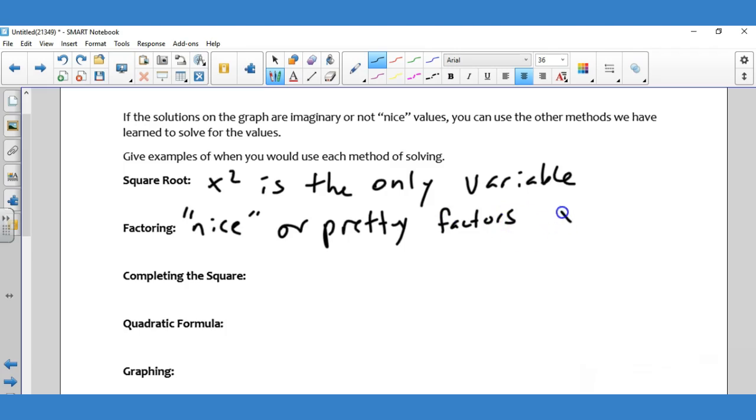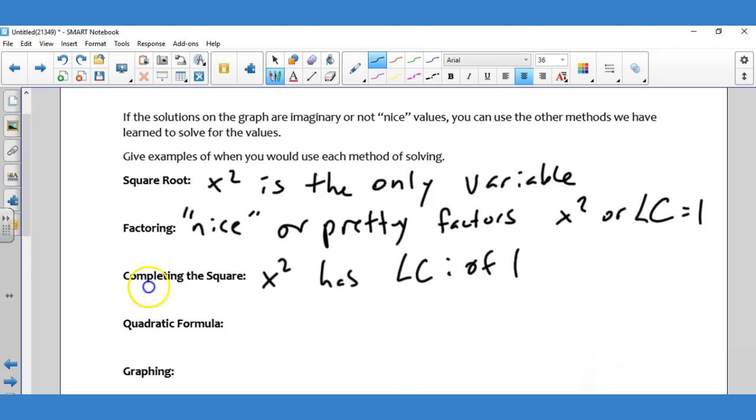Ideal, you know what I'm saying? Like when the trinomial starts with x squared and the leading coefficient is 1. You just want to factor when the leading coefficient is 1. Completing the square, you can use this when x squared has a leading coefficient of 1. You want to make sure that you make the leading coefficient equal to 1. Use the quadratic formula if it's not nice.